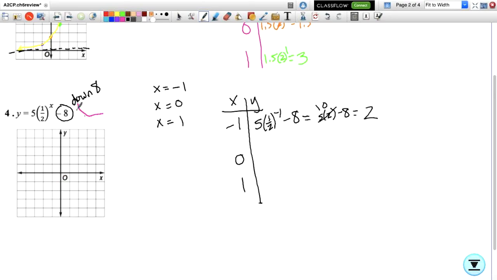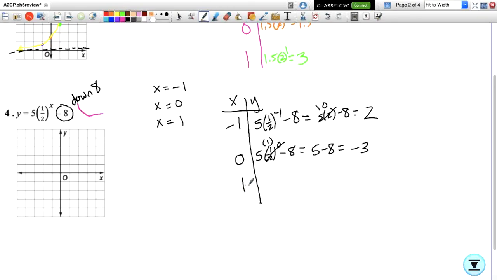Next, I'm going to plug in 0 for x right here. So I'm going to have 5 times 1/2 to the 0 minus 8. Anything to the 0 is the same thing as 1, and 5 times 1 is 5. So I have 5 minus 8, which equals negative 3. So I was at positive 2, now I'm down in the negatives.